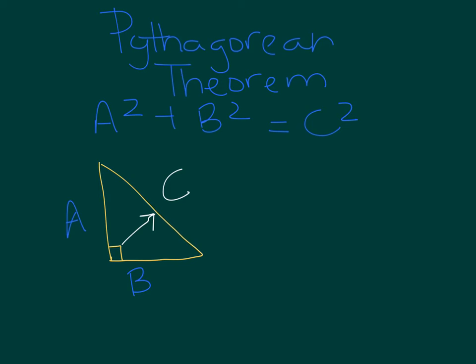So I'm reviewing the Pythagorean theorem here, and what I did on this picture was remind you the Pythagorean theorem is a squared plus b squared equals c squared. It only works for right triangles, and you have to know that a and b are always the two sides that make up the legs of the right angle, and then c has to be the other side, which is opposite the right angle.